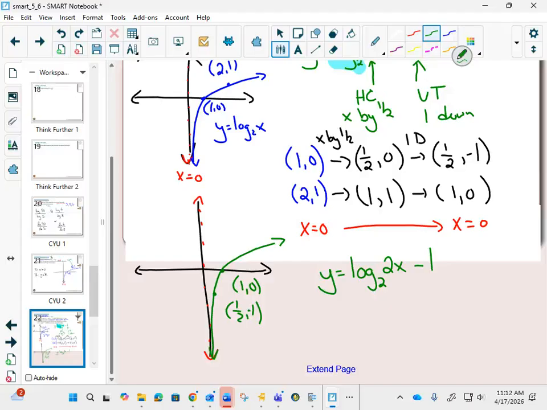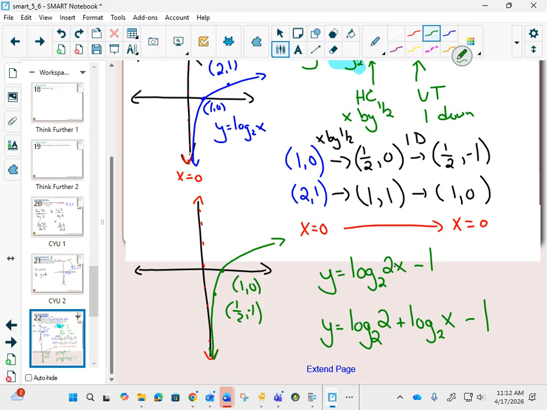Do you notice inside here you have 2 times x? Do we have a log law for multiplying inside a log? Yes. I can change it to adding. So I could change this because there's a multiplication right here. If I wanted to, I could change this to log 2 of 2 plus log 2 of x minus 1.